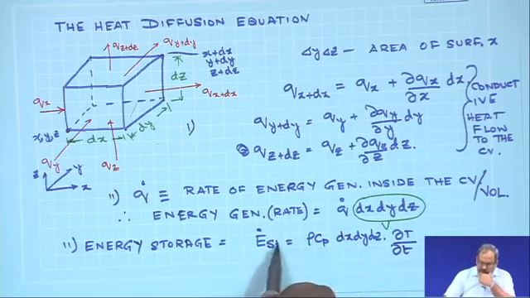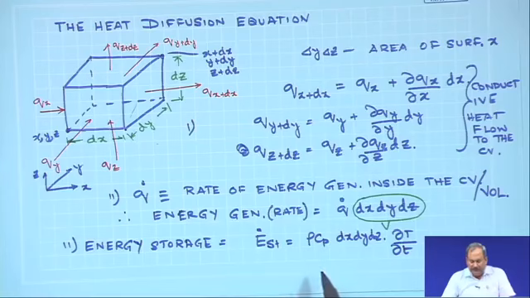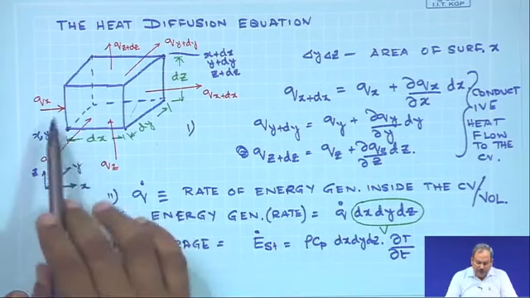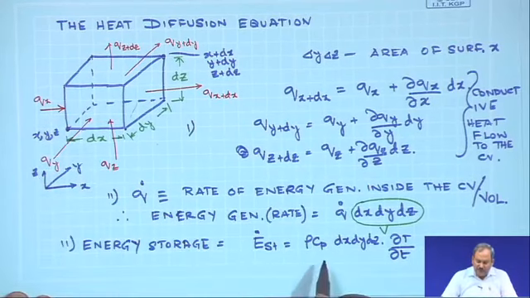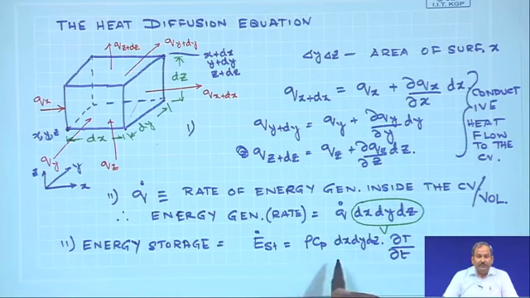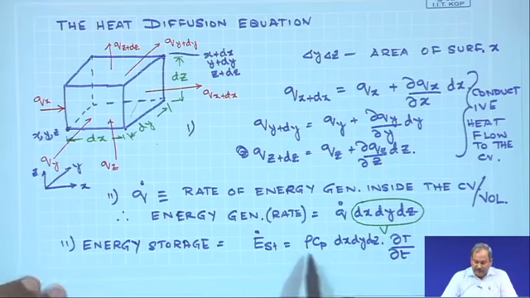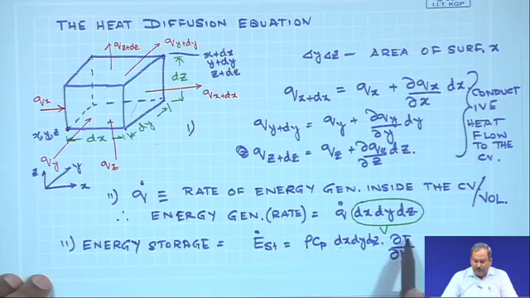So, this gives me the energy storage. The change in energy inside the control volume as a result of conduction would simply be equal to m Cp delta T. And if I try to find the rate of energy storage inside it, then it is simply going to be rho Cp multiplied by the volume multiplied by del T over del t.